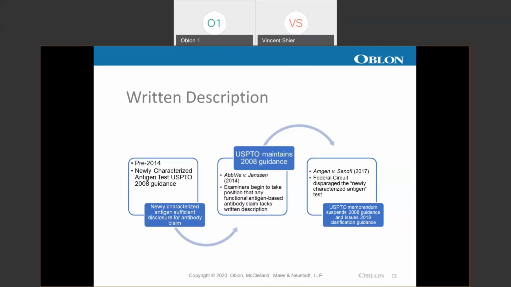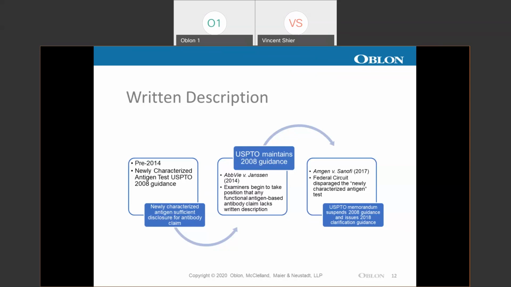The jury instructions given in this case basically follow the newly characterized antigen test of the USPTO's 2008 guidance, stating, in the case of a claim to antibodies, the correlation between structure and function may also be satisfied by the disclosure of a newly characterized antigen by its structure, formula, chemical name, or physical properties, as long as the level of skill and knowledge in the art of antibodies at the time of filing was that the production of antibodies against the antigen was conventional or routine.